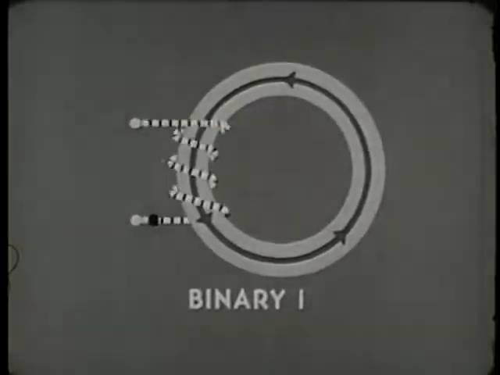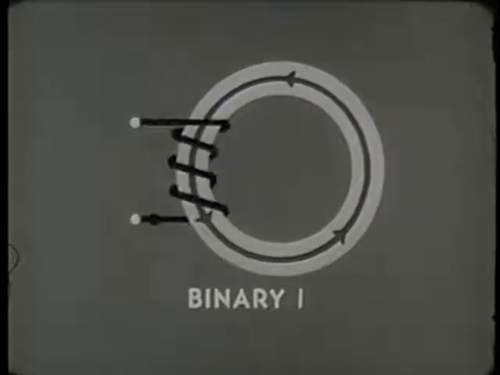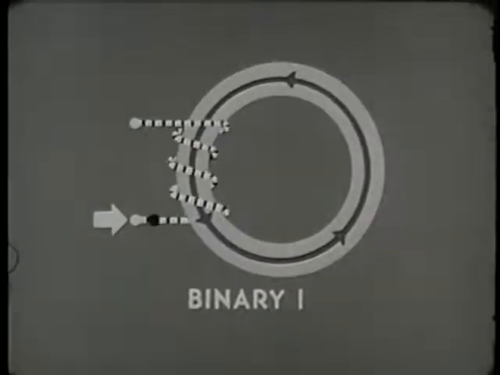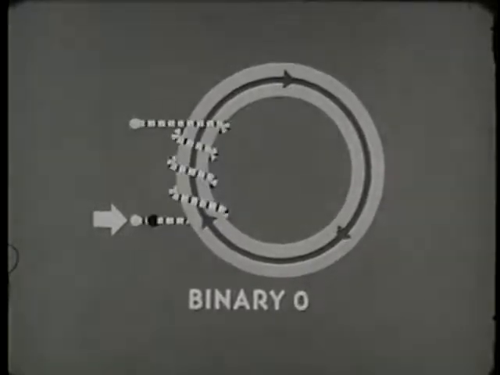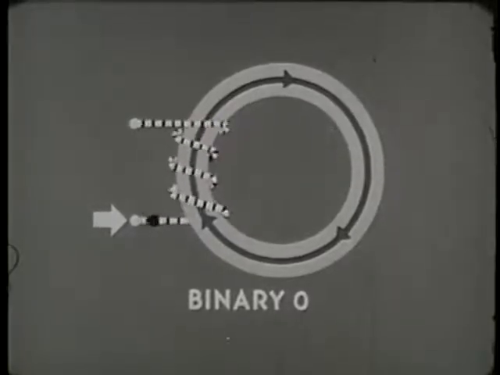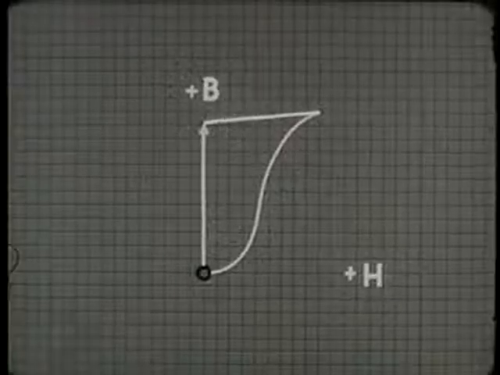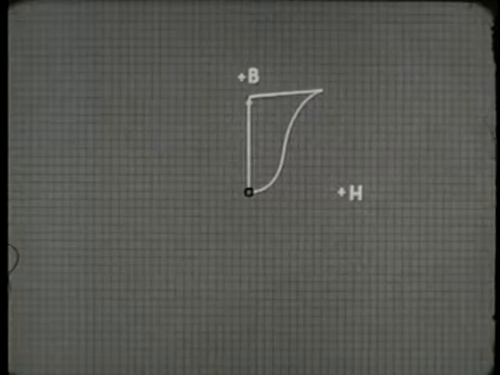Suppose there is a second pulse of non-dot current. It will have no practical effect on the core because the core is already saturated with positive magnetism. But if we send current through the other way, into the dot side of the winding, then, of course, the core's state will change. To plot the effect, we'll extend our graph.